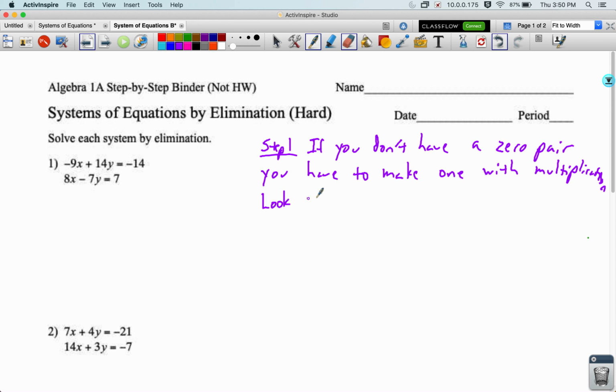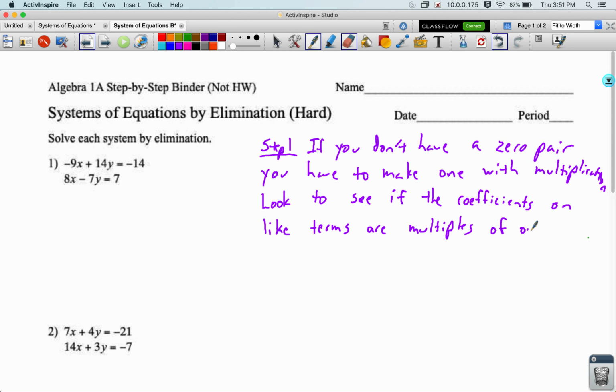So look to see if the coefficients on like terms are multiples of one another. Multiples are numbers that can be reached. You can reach the bigger number from the smaller one by just multiplying.